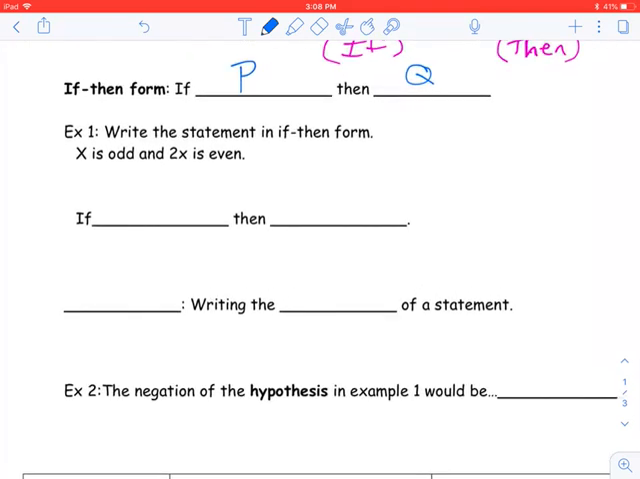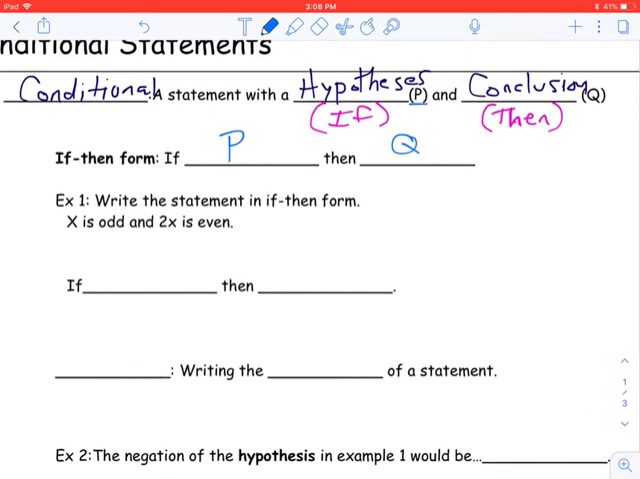Okay. That can also be written as P to Q, an arrow kind of going from if to then. All right. So this will make more sense with some examples. So write the statement in if-then form. So it says x is odd and 2x is even. So the first part says x is odd. So if x is odd, then 2x is even.